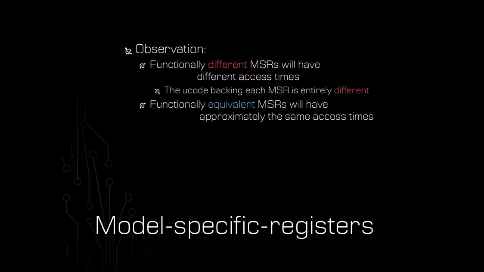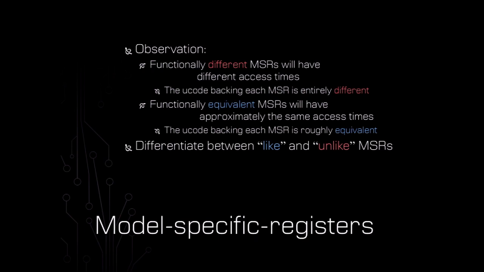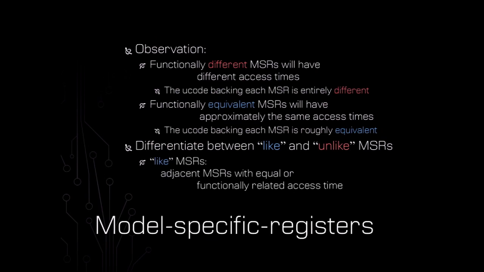So for example, there's something called the MTRR, the memory type range registers in x86. It's a set of MSRs that control cache behavior for different regions of memory. What I would expect is that MTRR 0 would have roughly the same access time as MTRR 1, because even though they control different regions of memory, they're functionally equivalent MSRs. So what that means is that this timing attack gives me a way to differentiate between like and unlike MSRs. And I'm going to define like MSRs as adjacent MSRs with equal or functionally related access times.